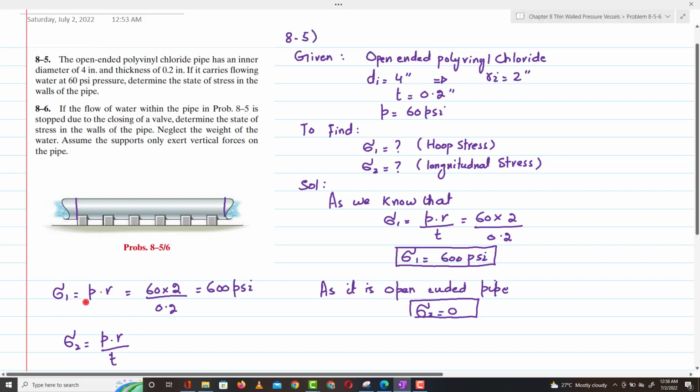So in that condition your longitudinal stress will be there, and this longitudinal stress is P into R divided by 2T. So 600 multiplied by 2 divided by 2 into 0.2. So when you calculate it, you will get 300 psi. Or you can also calculate sigma 2 is equal to half of sigma 1. So 600 divided by 2 is equal to 300 psi.